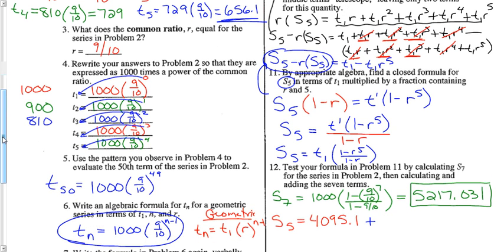So I need to take 656.1 times 9 over 10. So let's figure out what that is. And I got that to be 590.49. That would be the 6th term that I have in blue. And in black, we'll have the next term, the 7th term, and that's going to be 590.49 times 9 over 10 again.